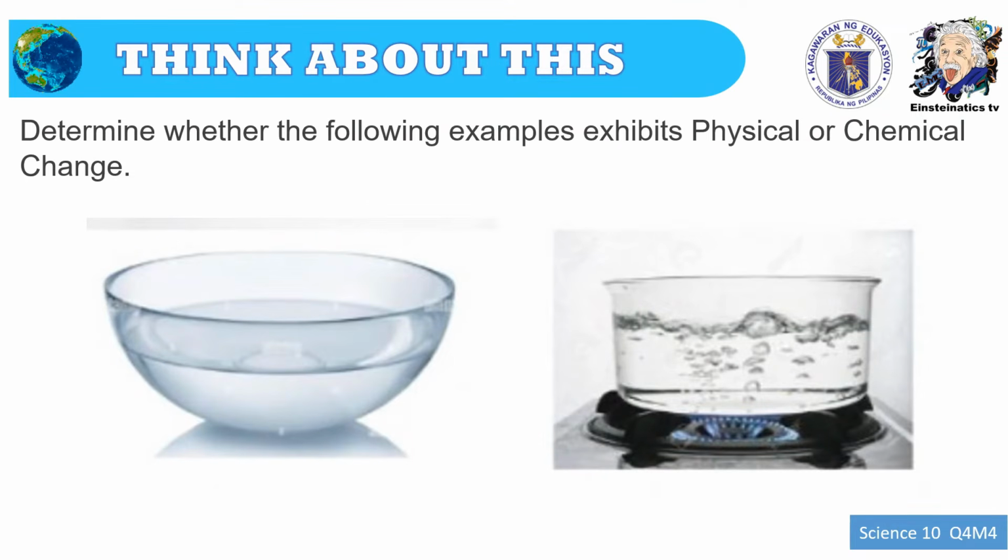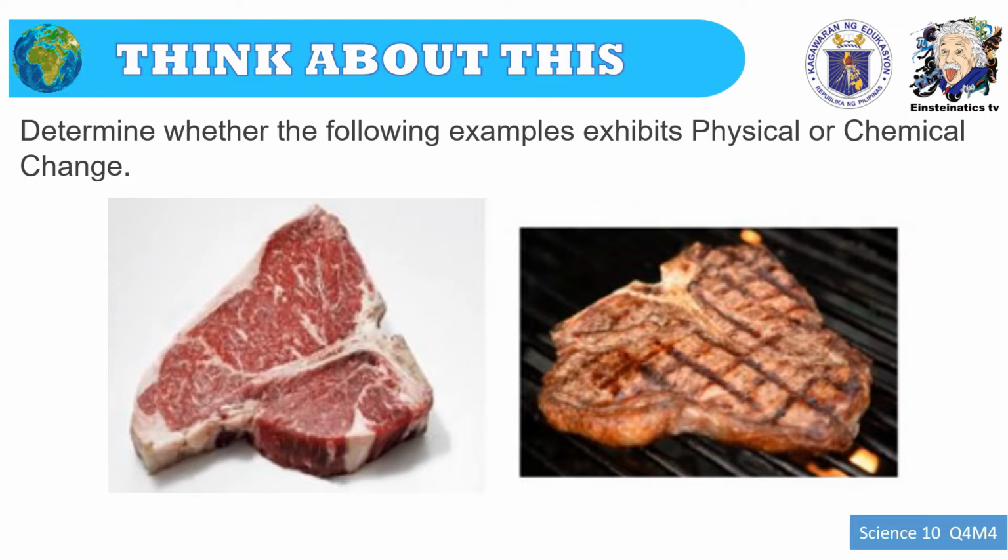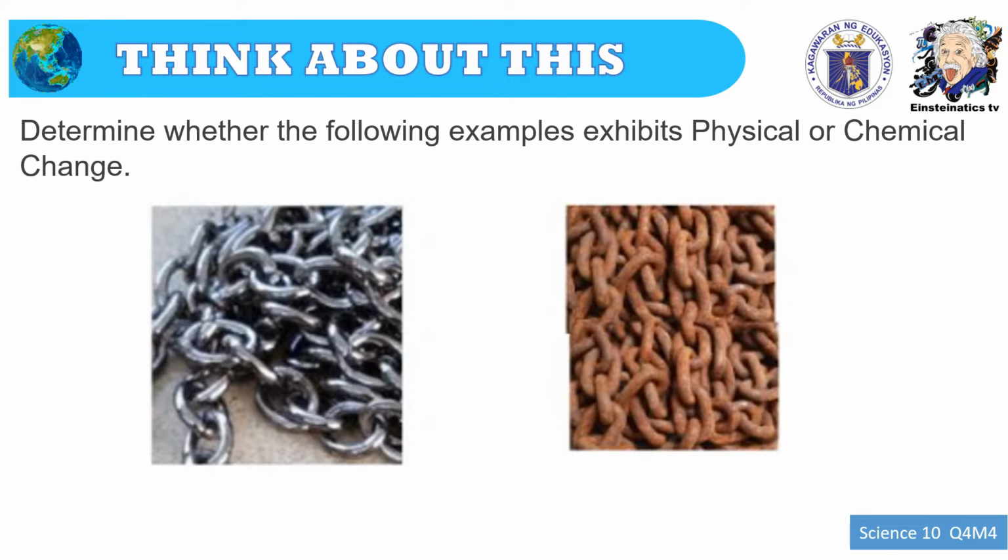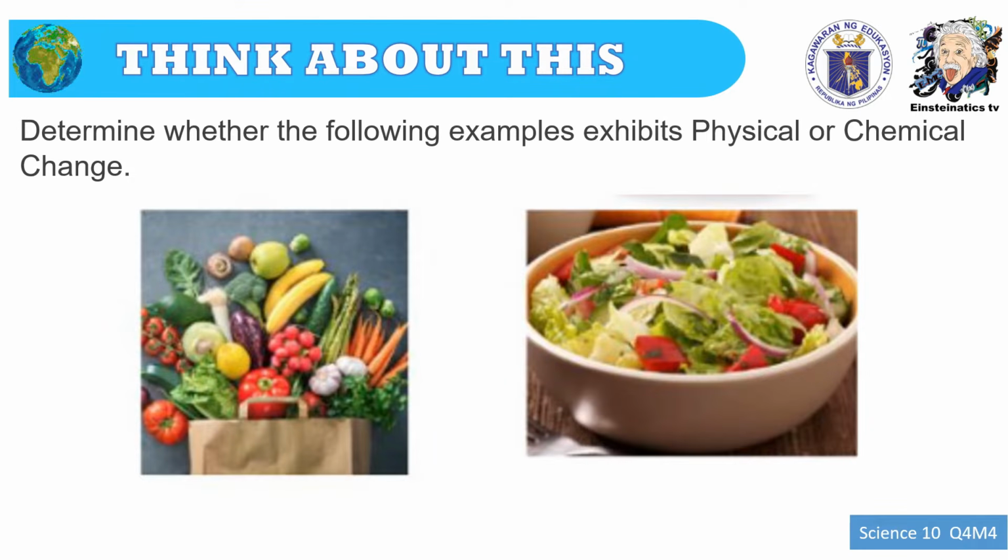Now, before proceeding, let us have first a quick review kung ano ba yung pagkakaiba between physical or chemical change. First one, evaporation. Is it physical or chemical? Correct answer is physical change. How about for the next example, cooking meat? Is it physical or chemical? Then that is chemical change. Next one is rusting of iron. Is it physical or chemical? Correct answer is chemical change. This one, chopped salad. Is it chemical or physical change? Correct answer is physical change.